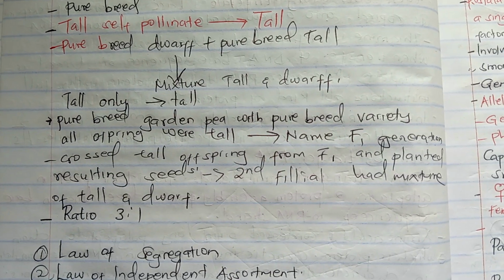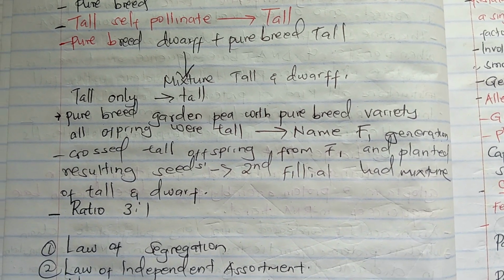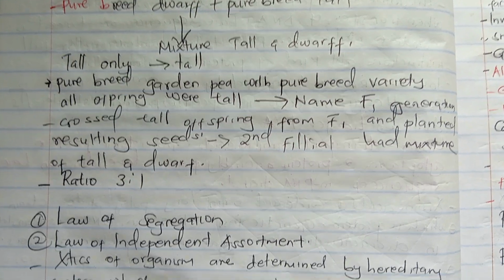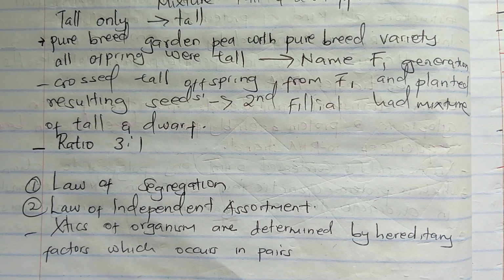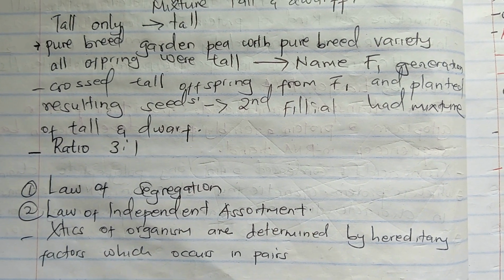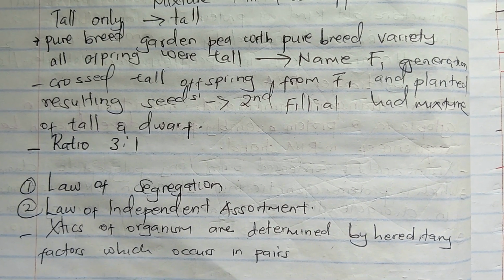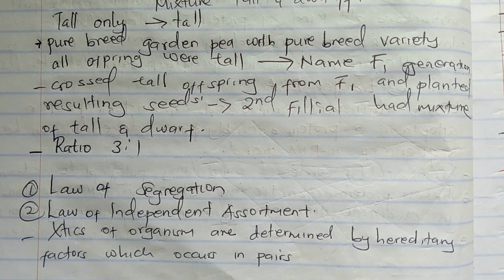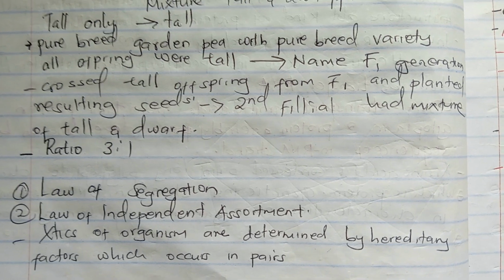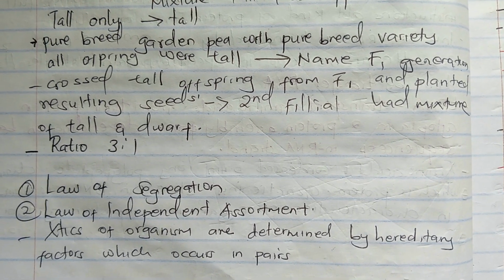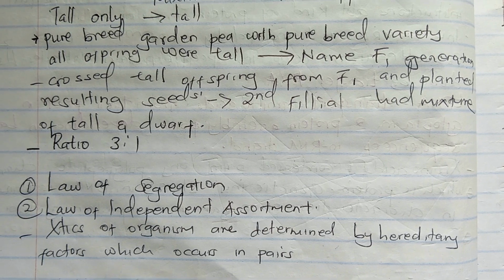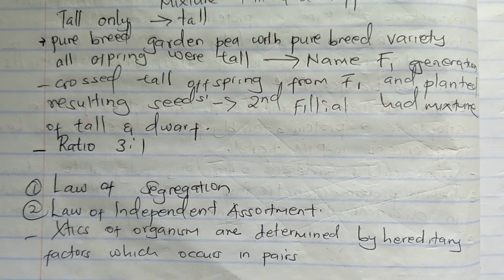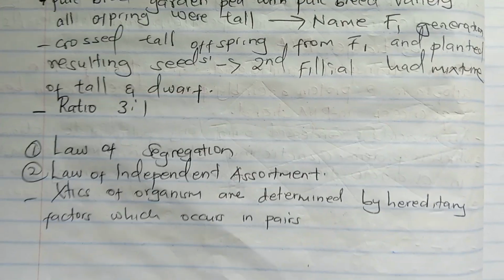So when purebred dwarf plants were crossed with purebred tall plants, then he got a mixture of both tall and dwarf. When the purebred garden pea were crossed with the purebred variety, all the offspring were tall, and that was named as the first filial generation. When the tall offspring from the first filial generation were crossed and planted, the second filial generation had a mixture of tall and dwarf in the ratio of 3:1.